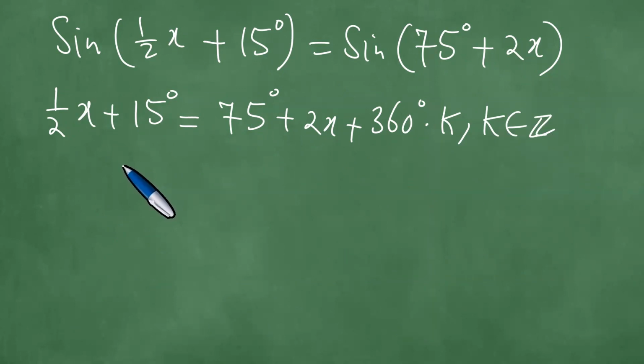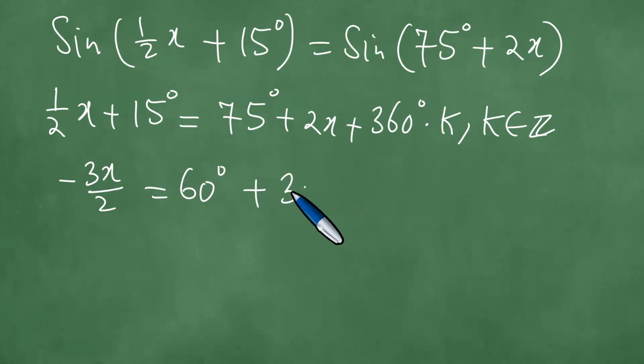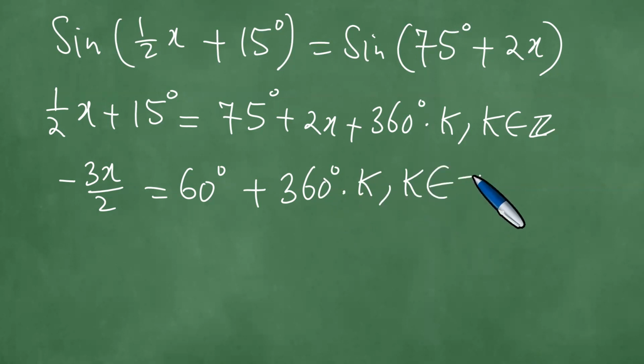Upon further examination, we're able to see a couple of things. So now 1/2 x minus 2x becomes minus 3x out of 2, which is equal to 75 minus 15, the same as 60 degrees plus 360 degrees times k in the integers.